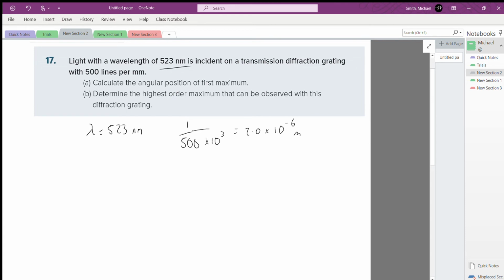So this is probably the trickiest thing, because it's not immediately obvious that you need to do it, but it's good to get into practice of 1 on 500. If it's 500 lines per millimeter, then 10 to the 3 because it's per millimeter. We're trying to work out how many there are per meter, not per millimeter. That's why we're including that 10 to the 3. Alright, so now we can actually start doing the question.